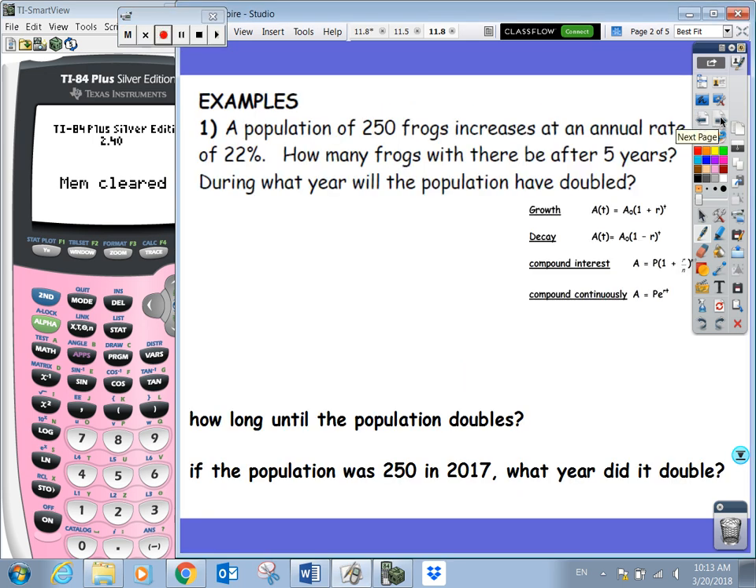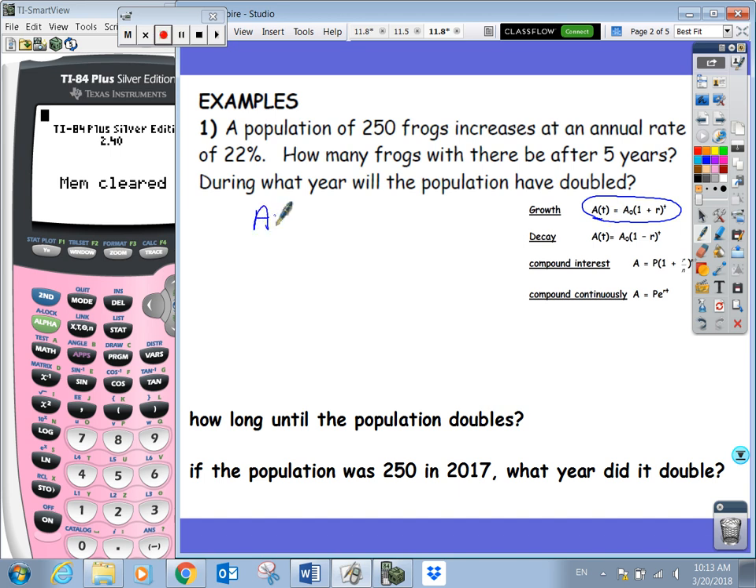All right, so this first example gives you a population of frogs. It increases at an annual rate. How many will there be after 5 years? So you have to decide which formula. It's going to be a growth, increase. Okay, so we're going to use this formula right here. So it gives us the initial amount of frogs, the rate, and the time. So we're just looking for the ending amount.